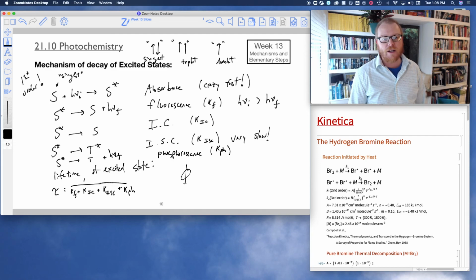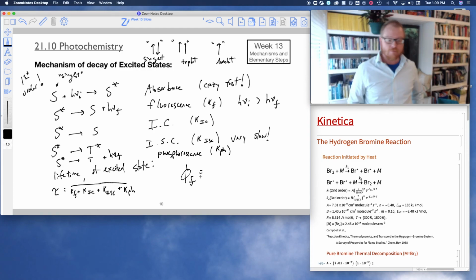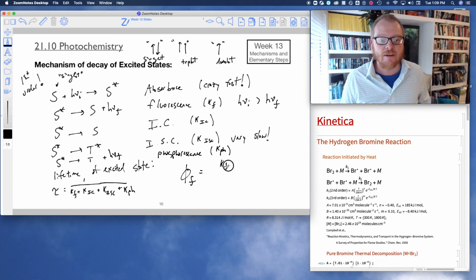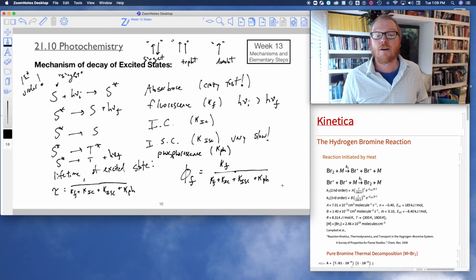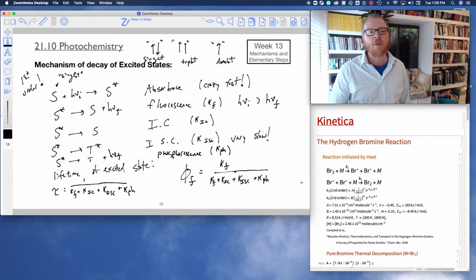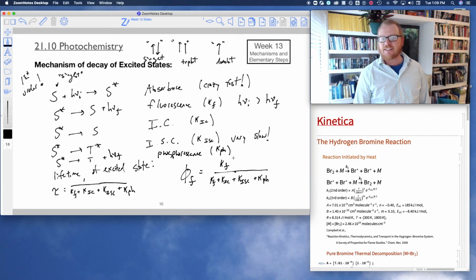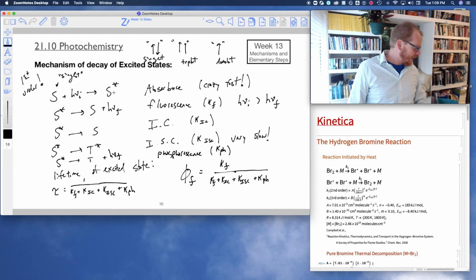But for example, suppose we wanted to know the quantum yield of perhaps fluorescence, just as an example. Then my quantum yield of fluorescence would be K fluorescence divided by K fluorescence plus K internal conversion plus K intersystem crossing plus K phosphorescence. So we could talk about the quantum yield of any one of these processes by looking at its individual rate constant divided by the total rate constants. And you notice that this doesn't have anything to do with the chemistry that can then go on from that excited state. It's just how long that excited state lives.